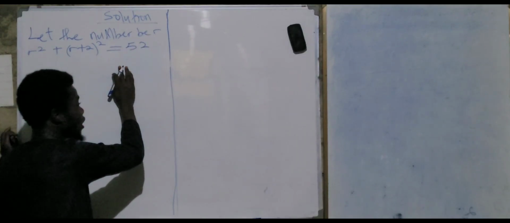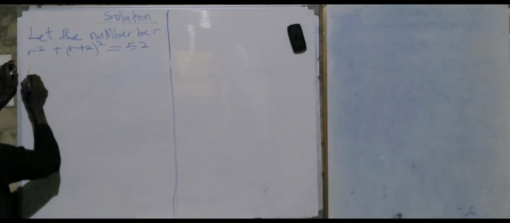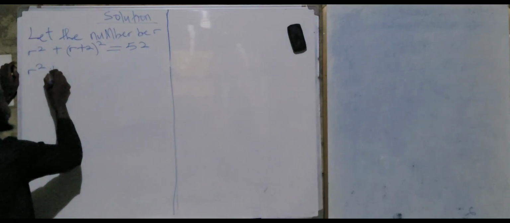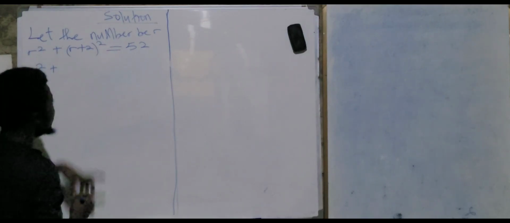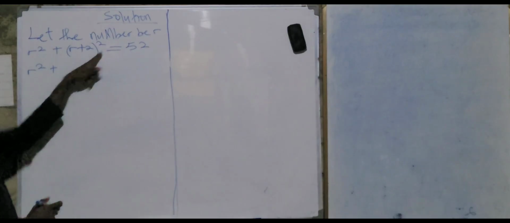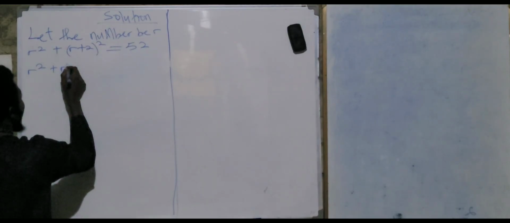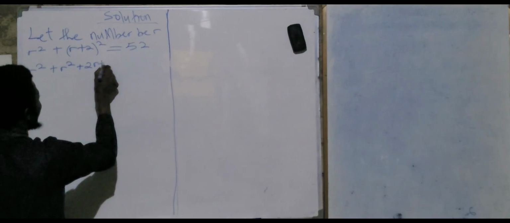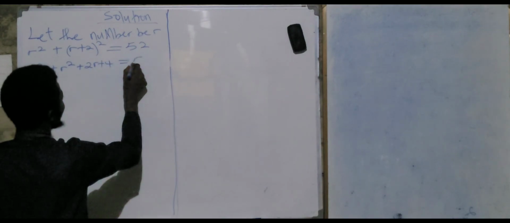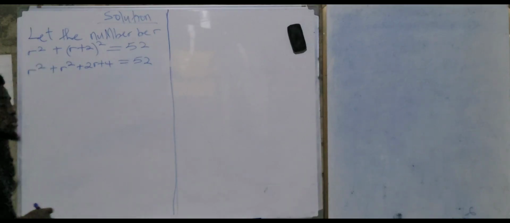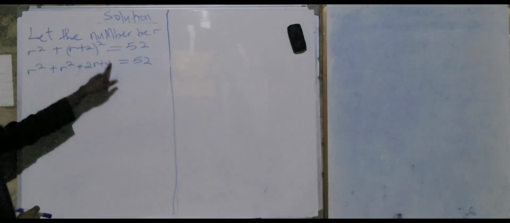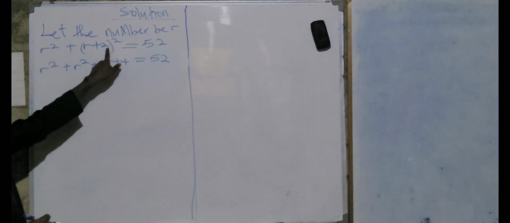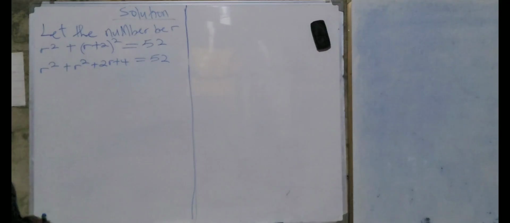This is the interpretation. You now have r squared plus... How many brackets do we have here? You have r squared, and here r squared plus 2r plus 4, plus 4, equal to 52. Are we okay here? 2 times 2 is 4r. 2 plus 2 gives you 4.